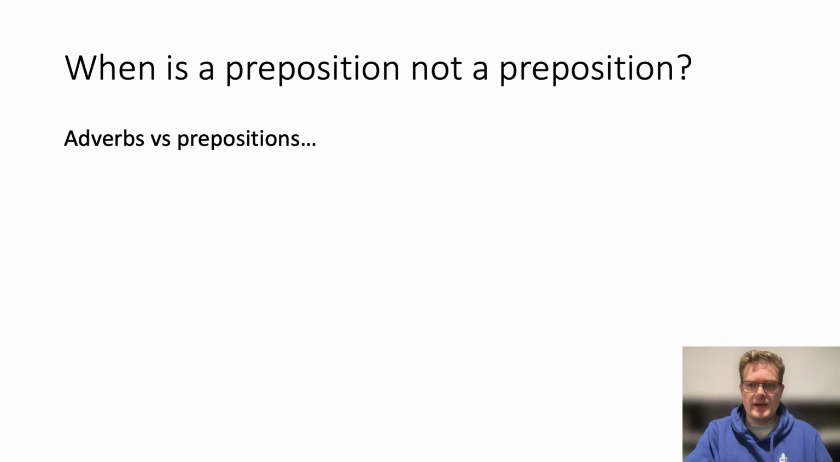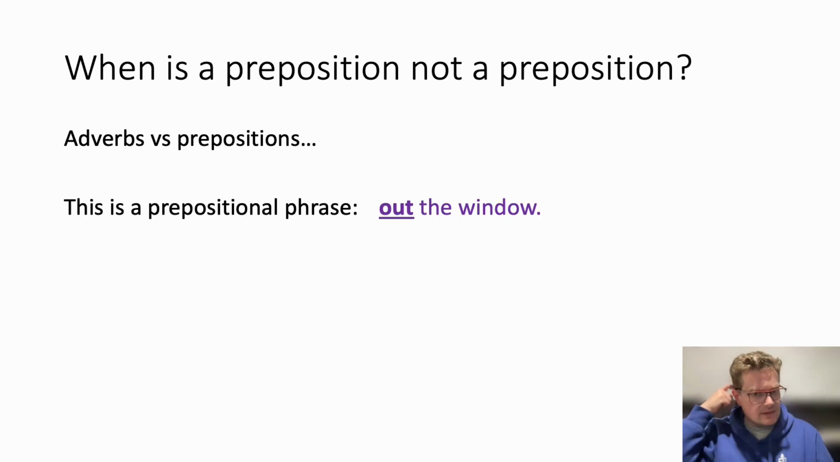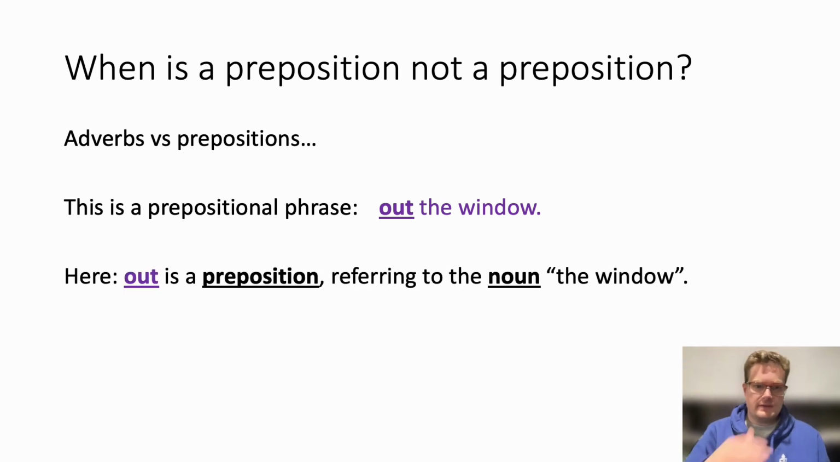But for example, you might have a preposition like out, and then you might have a sentence like, out the window. In that sense, it's definitely a preposition. It's in front of the noun, the window. So in this sense, it's a preposition, but you might have another sentence where you're using it as an adverb.